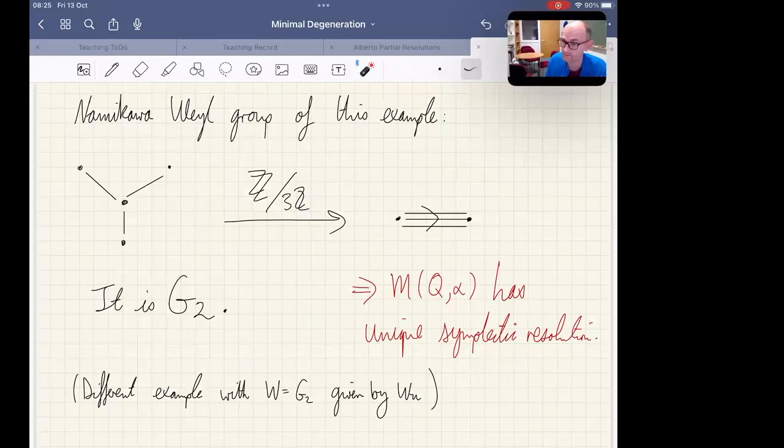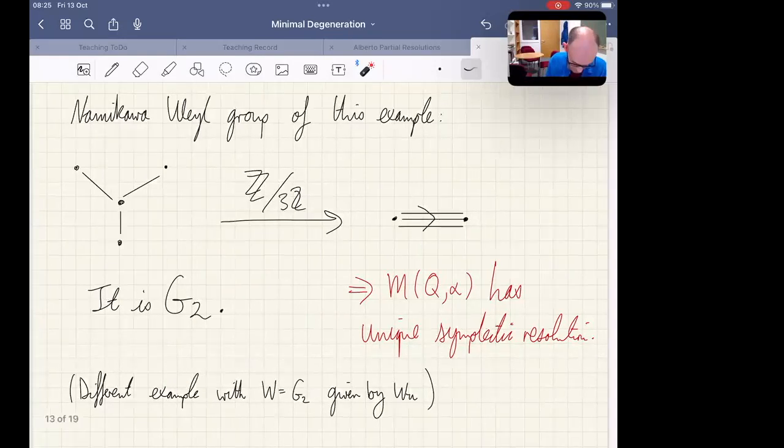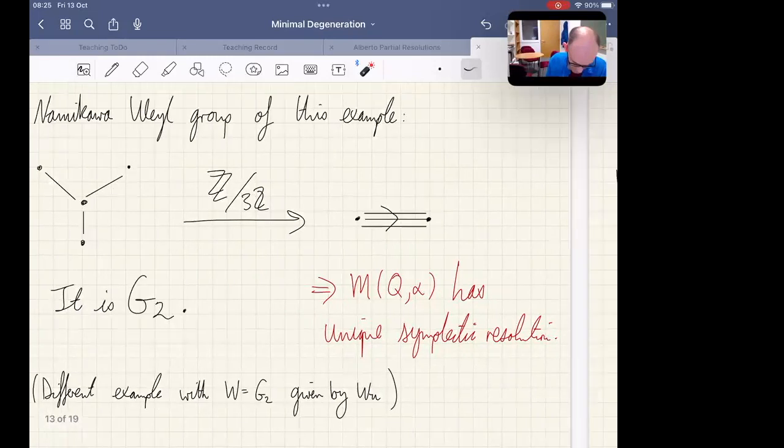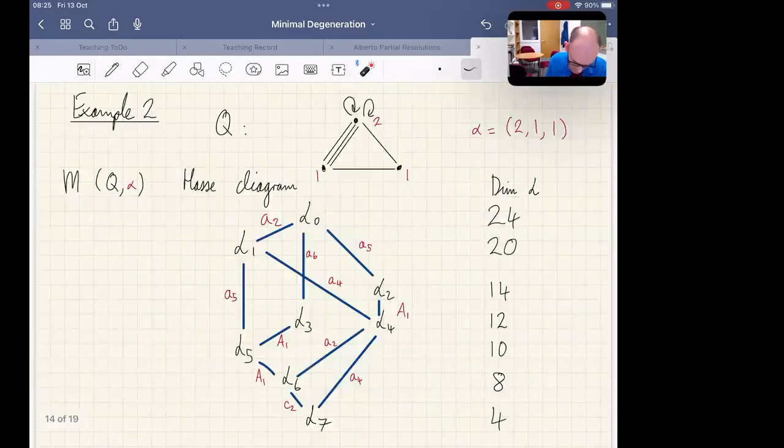So any questions on that? Right, so here's a similar example. Again, I just sort of picked a 3-vertex quiver at random and started looking at dimension vectors.